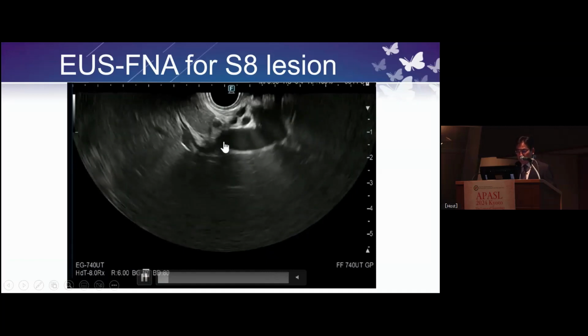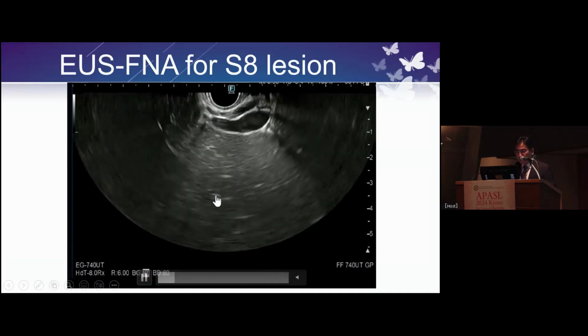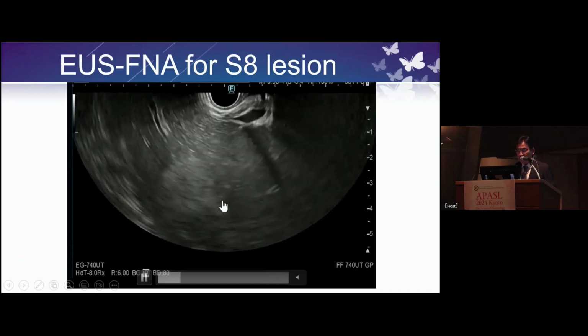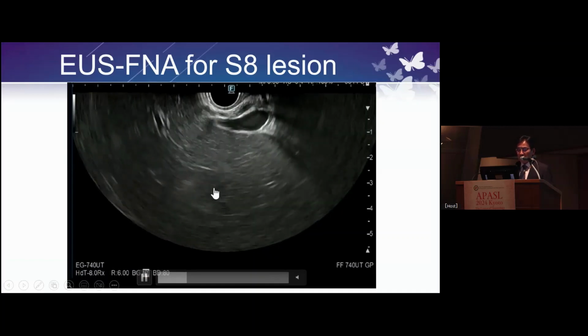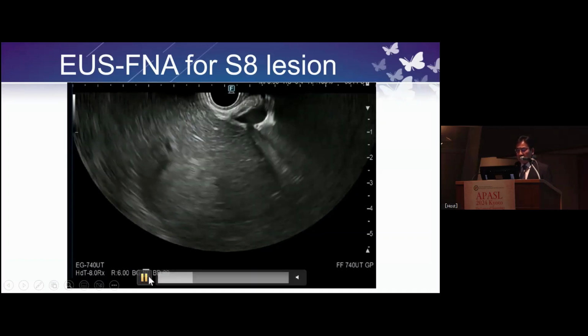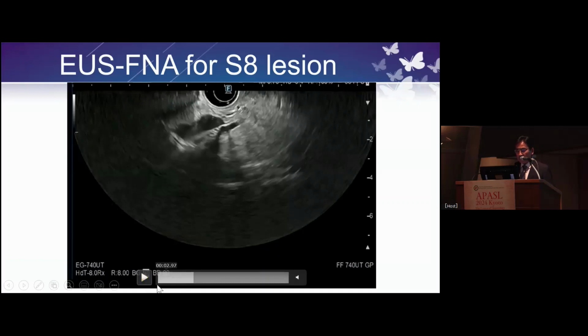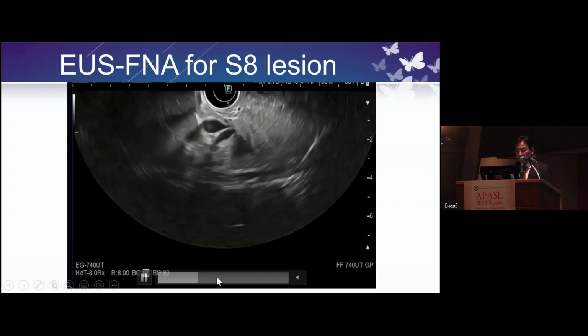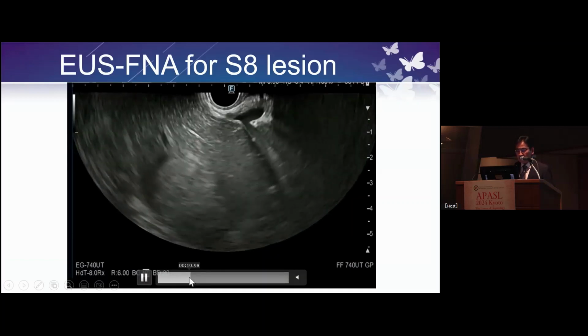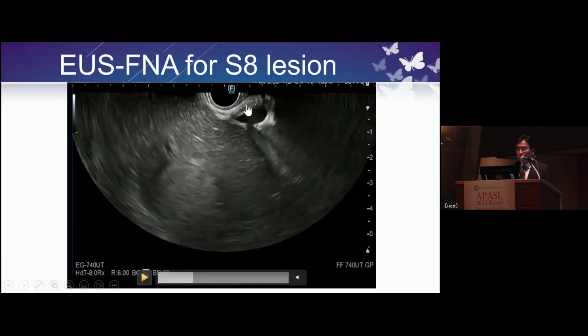So P8 here, can you see? Segment 8 tumor, very easily. But it is a very deep portion, and this is a portal vein. So if you want to puncture, maybe a little bit difficult or dangerous.